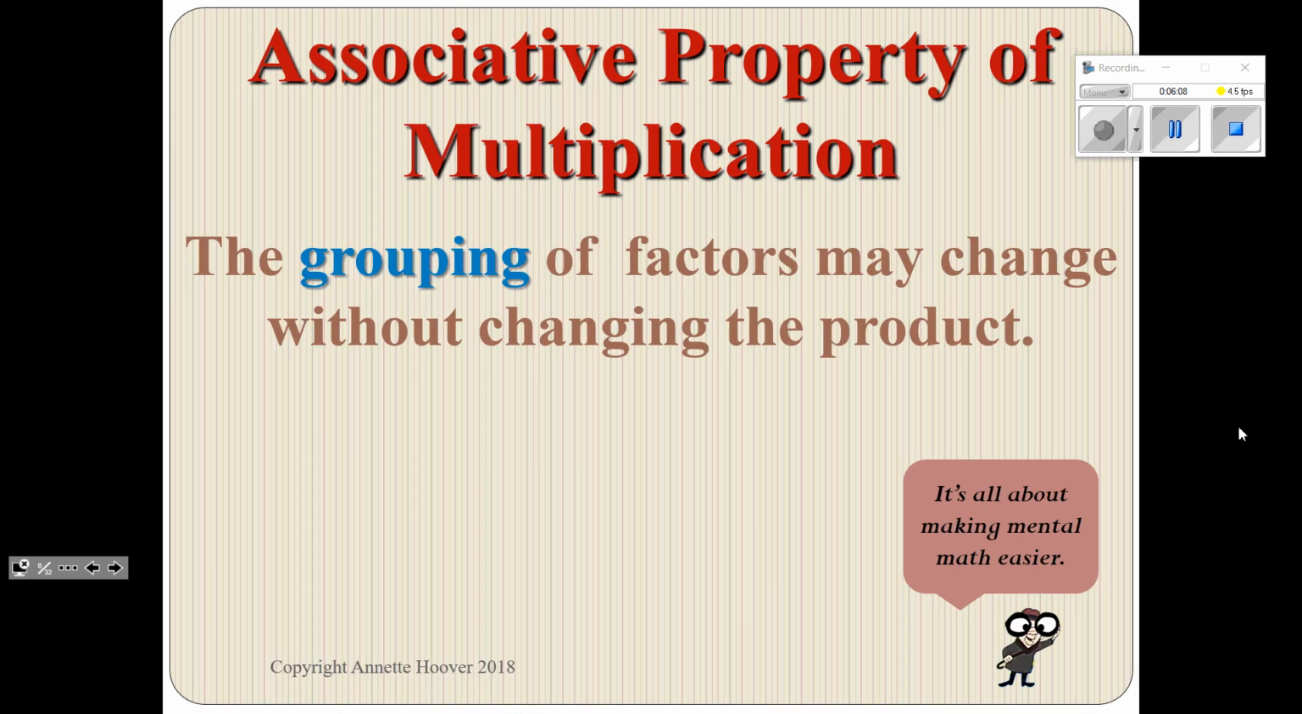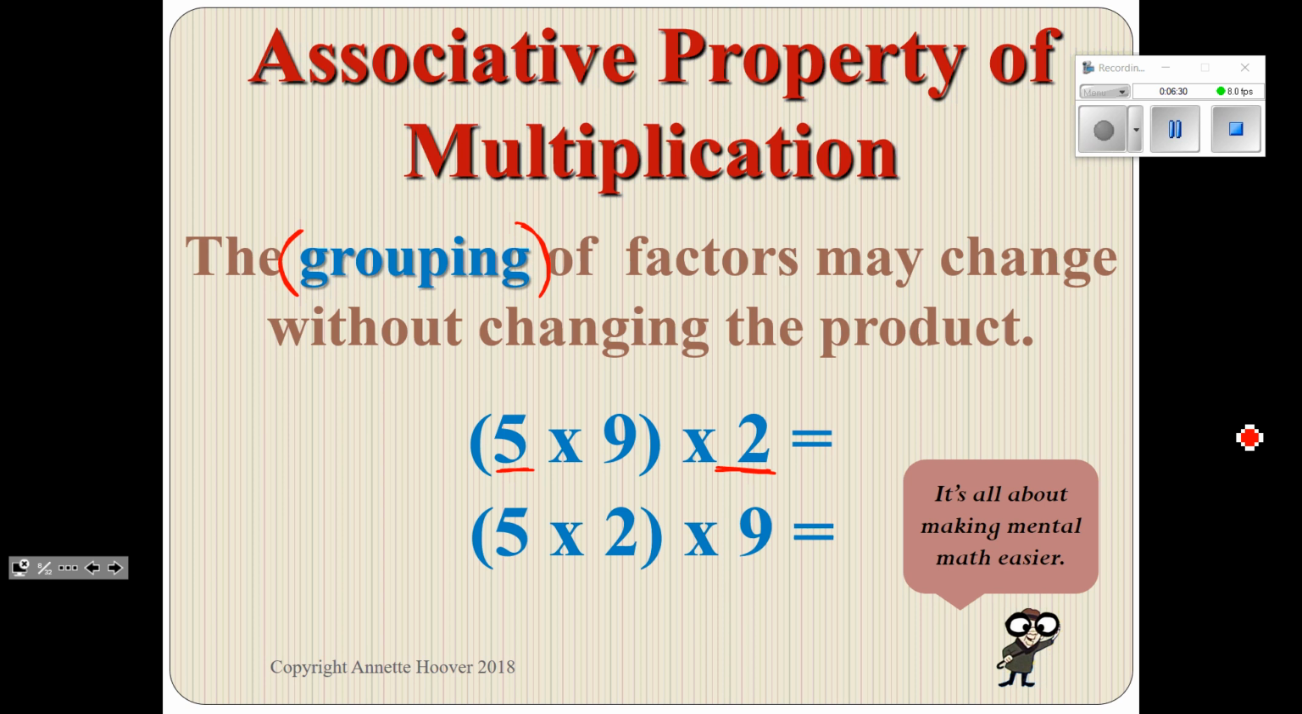This also works for the associative property of multiplication. Again, it's the grouping with the parentheses, because the parentheses is changing the order of what goes first. So if you look at this, 5 times 9 is 45, and 45 times 2 is 90. Not too bad, but anytime that I can group things that make 10, it would be a lot easier. So if I say I'm going to group the 5 times 2, which is 10, and then multiply that times 9, that is much easier.